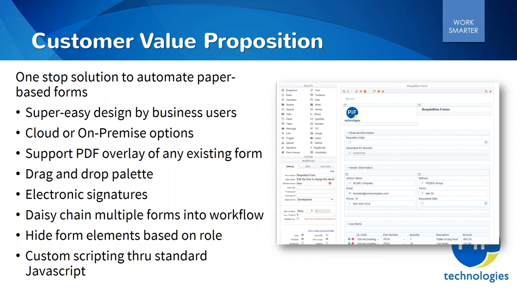So this will reduce a lot of that manual keying on behalf of your applicant or your internal employee. And we can also hide form elements. One of the benefits here is that, based on role and security, you can either hide or show different parts of that form.